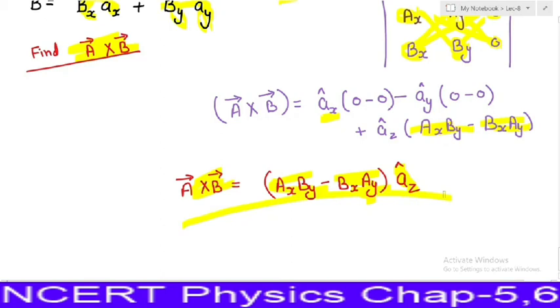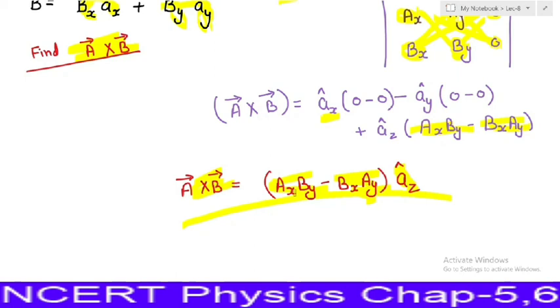To find A cross B, first of all, convert vector A and vector B in terms of ax cap and ay cap. But sometimes we need only magnitude of A cross B. In that case, we can use A cross B is equal to AB sin theta also. Then we don't need to convert them in ax cap and ay cap and then find this kind of determinant.